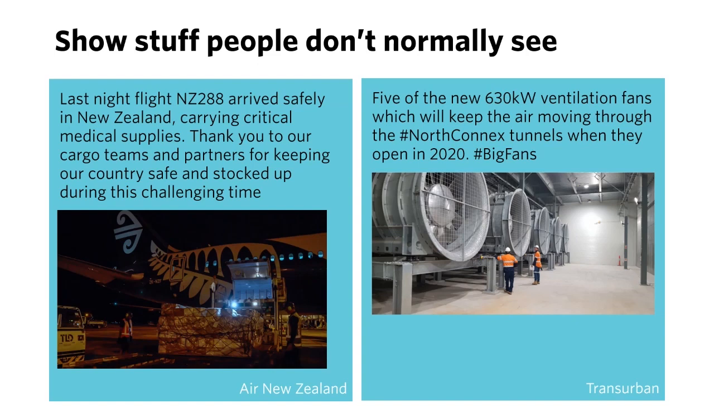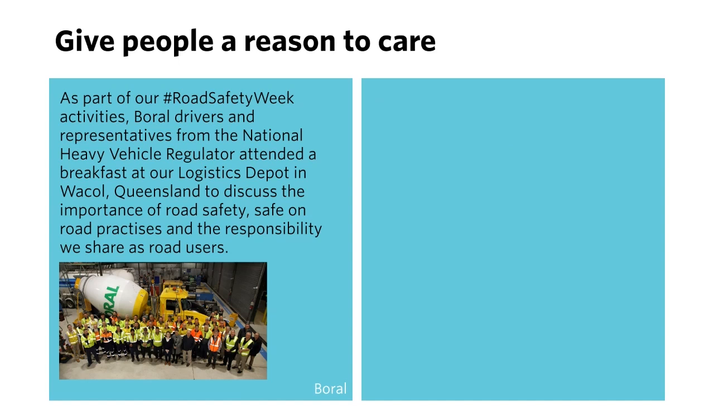But there are other things you can do. So for example, look at this post from Boral. I'll give you a second to read it. Yep, I really love the photo. Again, I generally dislike people standing in a line, but in this case, because it's a wide shot, you're showing the scale of their warehouse, you're showing the truck, you're showing how many people there are. But that post doesn't really give you a reason to care, does it? It's like, okay, they attended a breakfast. Yay. It doesn't capture you and it doesn't necessarily give you a reason to care. It doesn't make it personal.